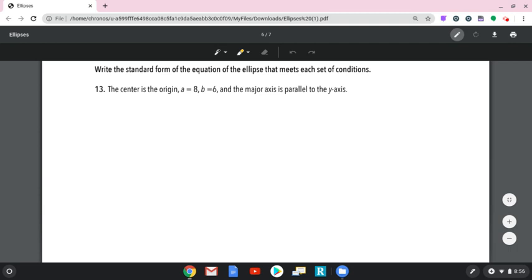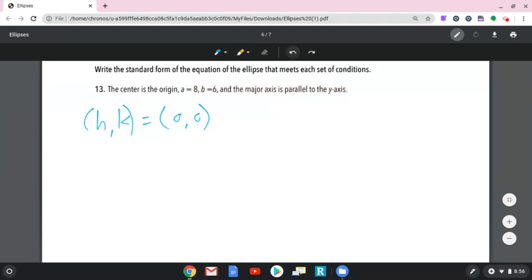So the center is the origin. Right off the bat I know that h, k in that formula is equivalent to 0, 0. So h is 0, k is 0. They also gave me a is 8 and b is 6, which is very valuable. But the problem now is I need to know, is a under x or is a under y? And that's determined by where my major axis is.